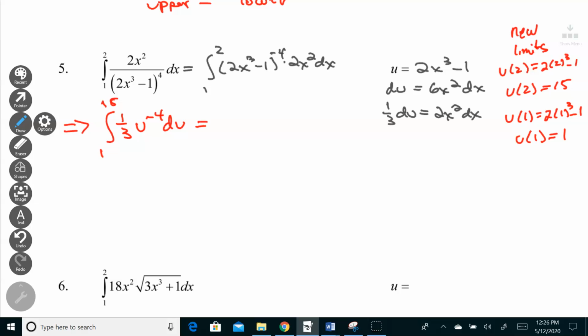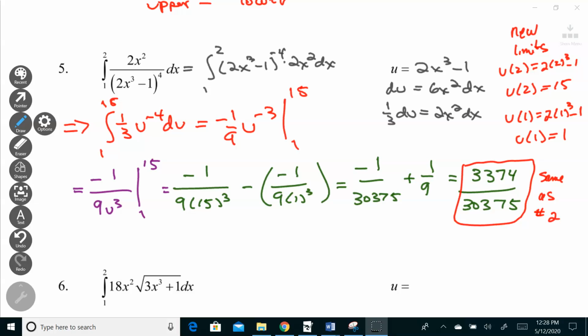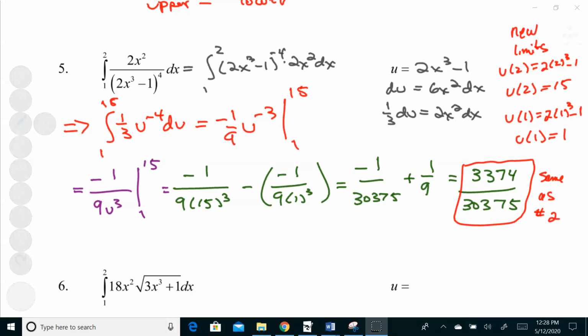Now when I take this antiderivative, it's still negative 1/9 u to the negative 3. But now I'm plugging in 1 and 15 for u instead of rewriting it in terms of x and having to do all those calculations. Using this resetting of the limits helps out a lot when I'm plugging in the numbers because I have a lot fewer calculations. Yes, I'm still going to get this ugly fraction as I did before, but now all I have to do is negative 1 over 9u cubed, and plug in 15 and 1. I don't have to figure out all that other stuff. And yes, it's an ugly fraction, but it turns out to be the same.